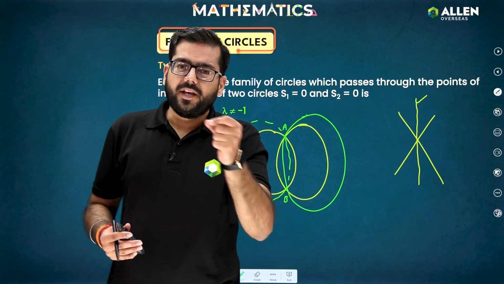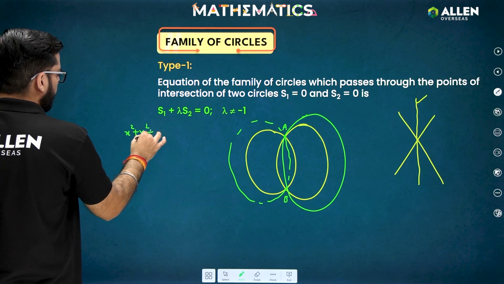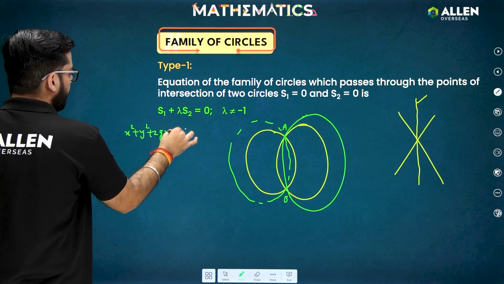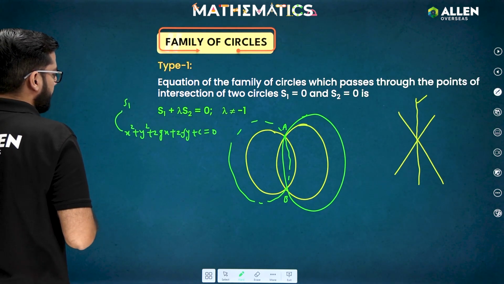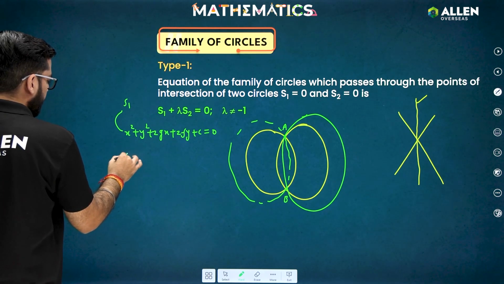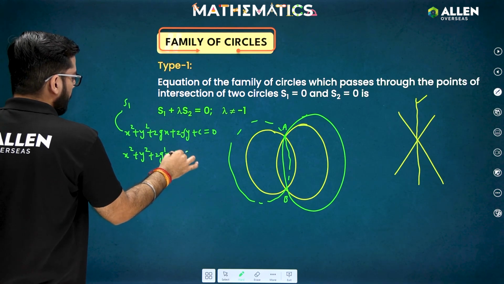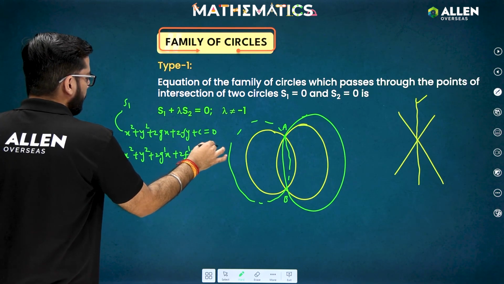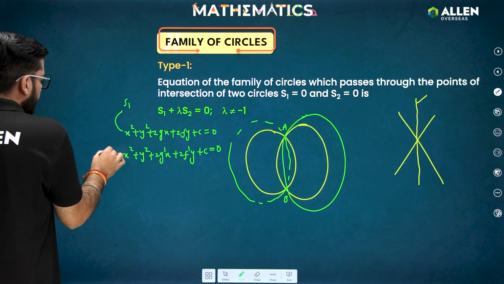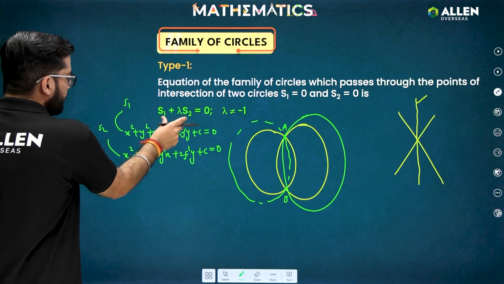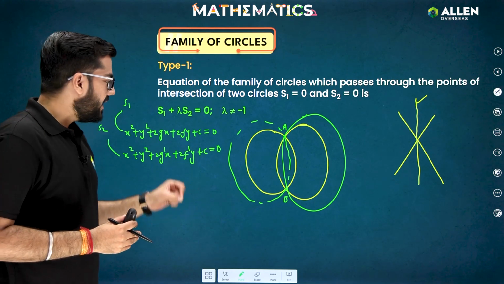Let's assume S1 is x square plus y square plus 2gx plus 2fy plus c is equal to 0. This is the equation of S1. Now S2 you can also represent as x square plus y square plus 2g1x plus 2f1y plus c1 is equal to 0. This is S2. Now try to visualize S1 plus lambda S2. When we add these two equations with lambda, then we have what?